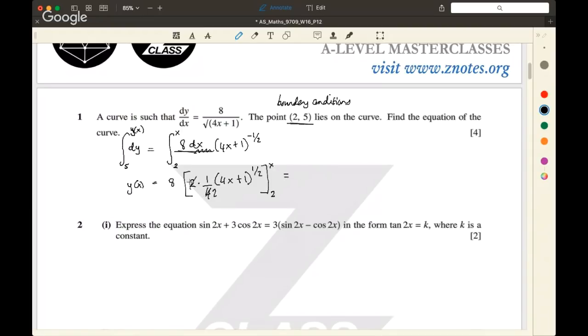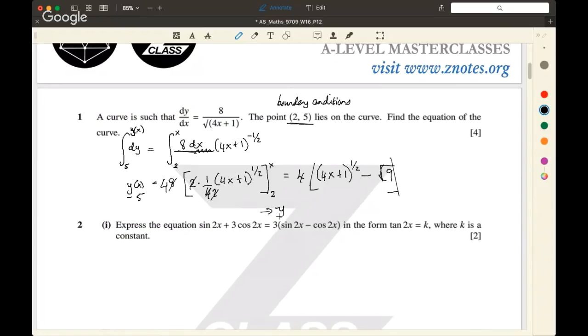So that becomes 1/2. So the whole thing becomes 4 times 4x plus 1 to the 1/2, minus 4 times 2 is 8, plus 1 is 9, and then it's the square root of 9. Oh, I forgot to say on the left-hand side that should be y of x minus 5. Whoops, silly mistake.